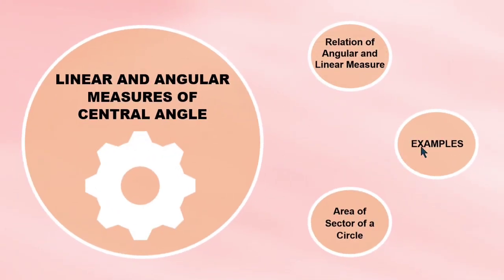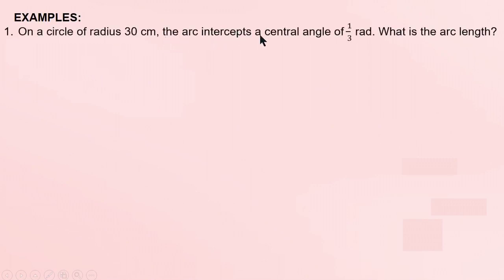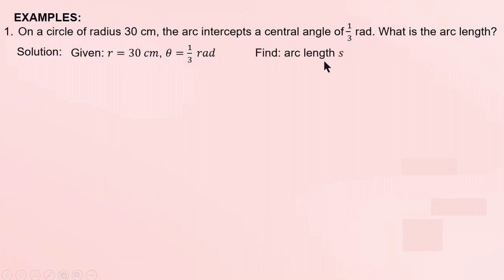Examples. Number 1. On a circle of radius 30 centimeters, the arc intercepts a central angle of 1/3 radian. What is the arc length? The given radius is 30 centimeters while the central angle or theta is 1/3 radian. We're gonna find the arc length or the value of s. Using this formula, we have s equals 30 centimeters times 1/3 radian. And 30 times 1/3 radian is equal to 10 centimeters.